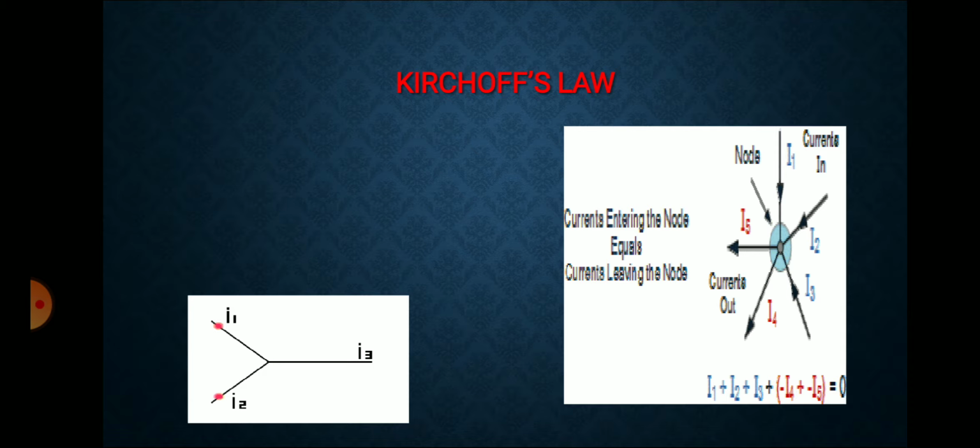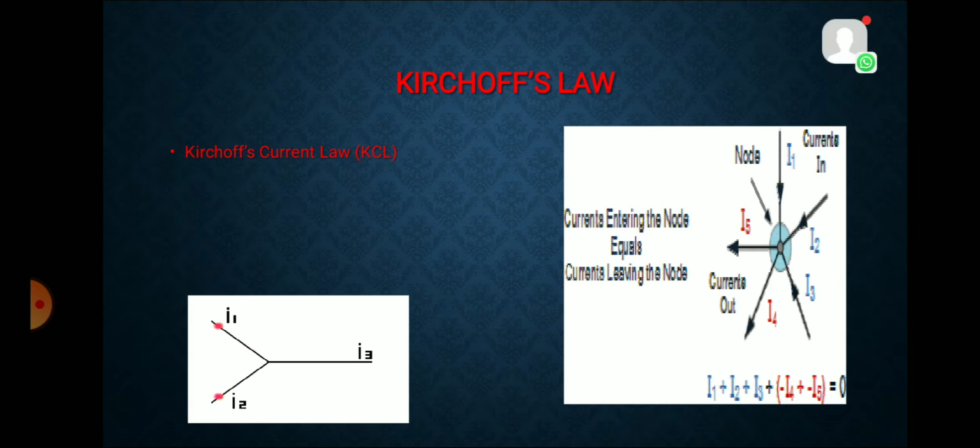First, we see Kirchhoff's law. There are two types of Kirchhoff's laws. The first one is the Kirchhoff current law. The second one is Kirchhoff voltage law. First, Kirchhoff current law, KCL: the sum of the current flowing towards a junction is equal to the sum of the current flowing away from it.